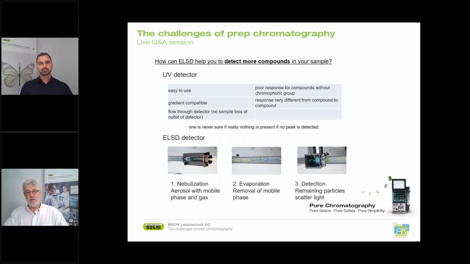However, if we have a closer look at the detector, like with anything in the world, there is also the backside of the medal, there are a few drawbacks linked to that detector as well. The first one, and that's an important one, is that the UV detector is only generating a signal when the compound you want to detect is absorbing light. If that compound does not absorb light, it will not be visible and you will see no peak.